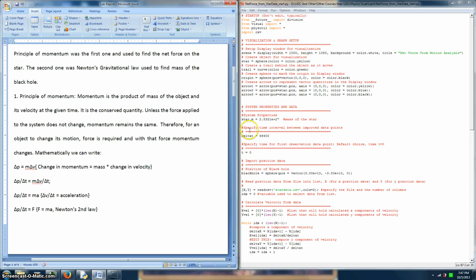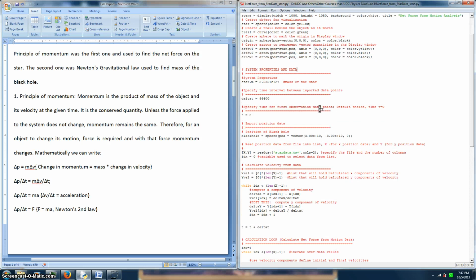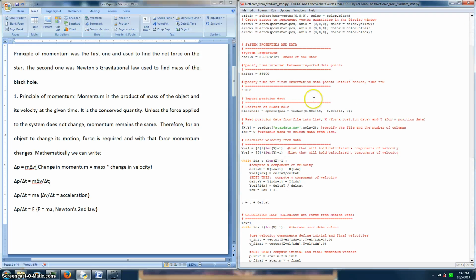And all those are fed into the Python program, and we can calculate the change in momentum with respect to time. The mass of the star is fed in here. The delta t, that is the difference in time, is 1 day, 86,400 seconds, fed in here. The initial time is 0.